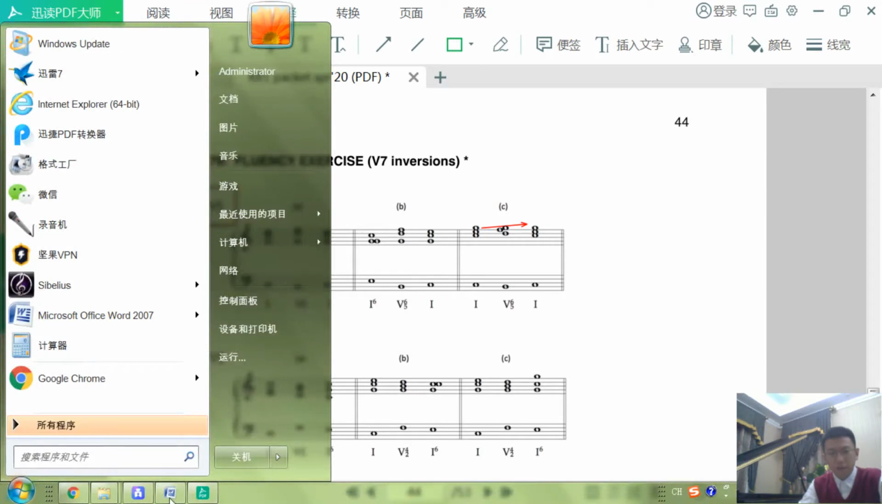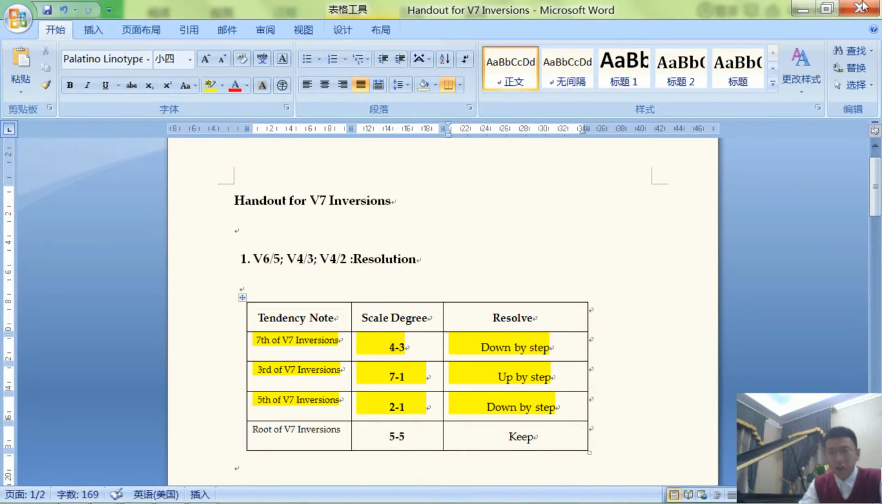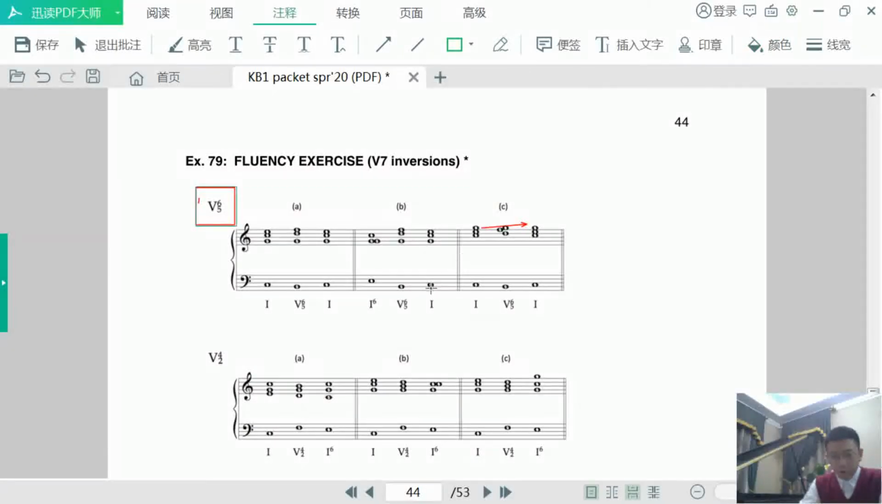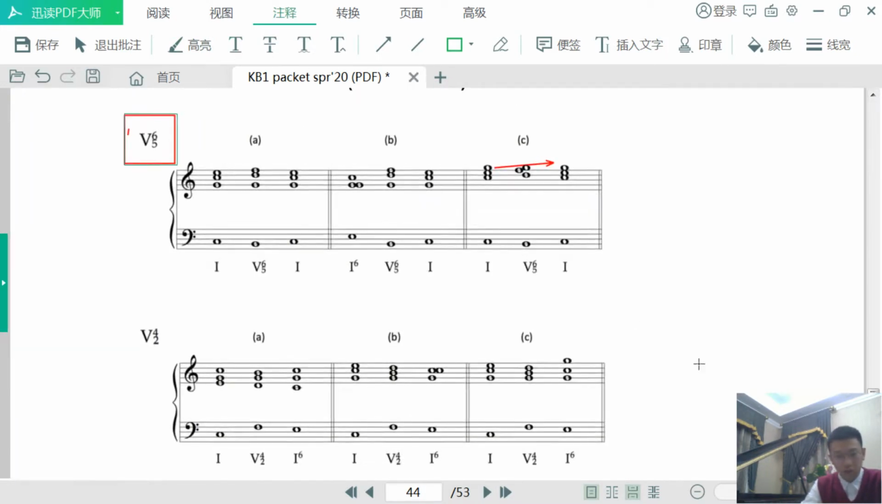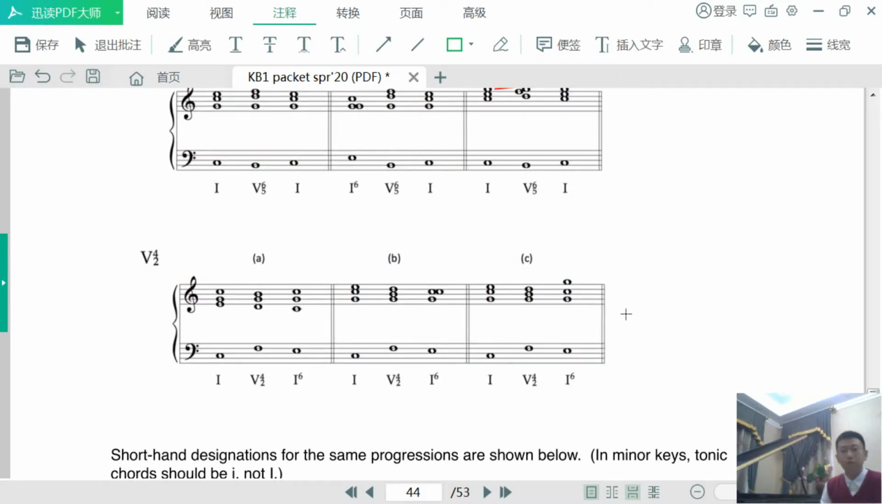Okay, now let's go over to the 5-4-2. The 5-4-2 is a little bit trickier than the 5-6-5 because it's the third inversion of the 5-7 chord. Let's look at the first progression, which will be 1-5-4-2 to 1-6.